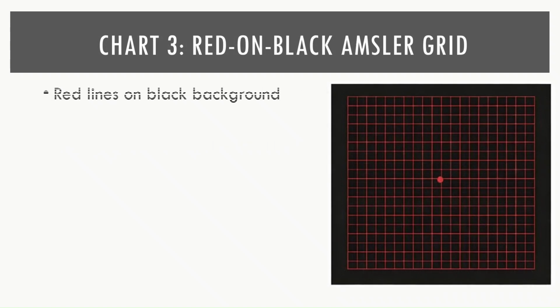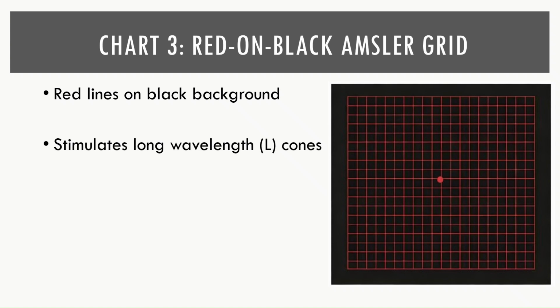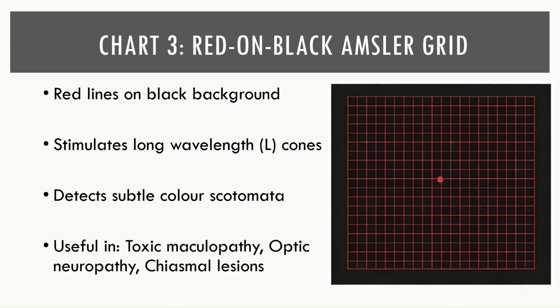Chart 3 is a red on black Amsler Grid. It stimulates long wavelength foveal cones and is useful for detecting subtle color scotomata commonly seen in toxic maculopathy, optic neuropathy, and chiasmal lesions.